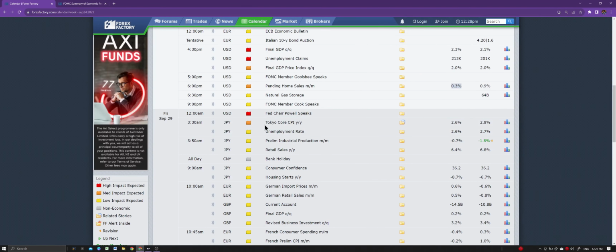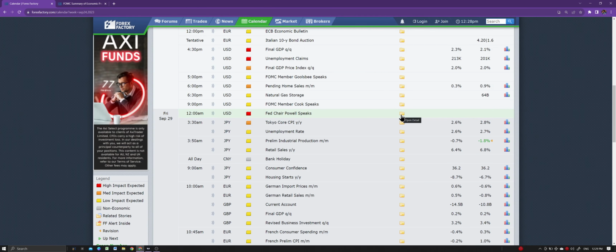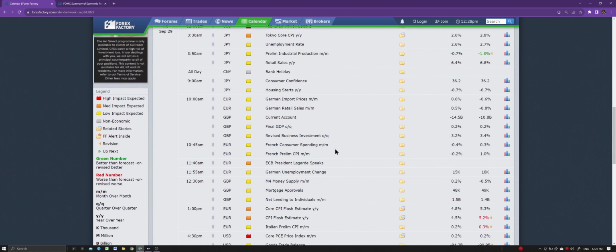And on Friday, Jerome Powell speaks for the dollar, which is at a very odd time, right? And I think this is due to, yes, he's due to speak at a town hall event, right? Maybe he may drop in some hints about the economy, possibly, which could give us some more indication on where the economy is headed. We have Tokyo core CPI with the Japanese yen.